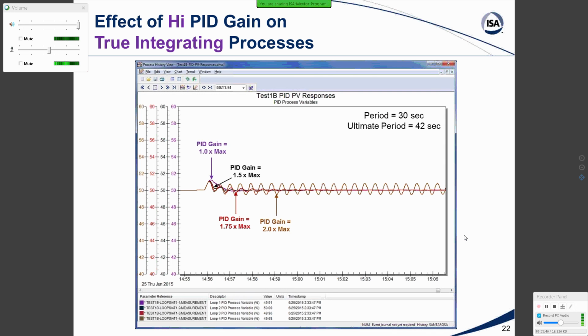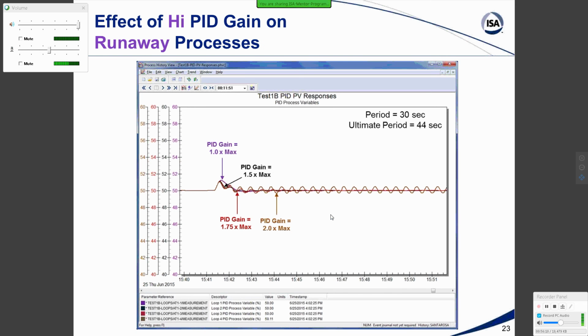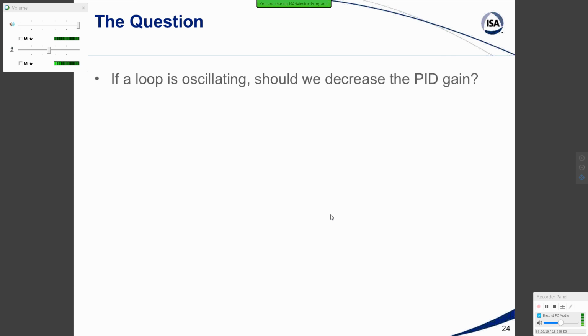Now we look at true integrating, and it actually gets more sensitive. And we see something happening at the beginning. When we increase it by 50%, we get a faltering. And that's characteristic of too high a PID gain, most noticeable in a near integrating, true integrating environment, and also in a runaway environment. And so the oscillations are really not decaying out here for a runaway, so we have to be particularly careful.